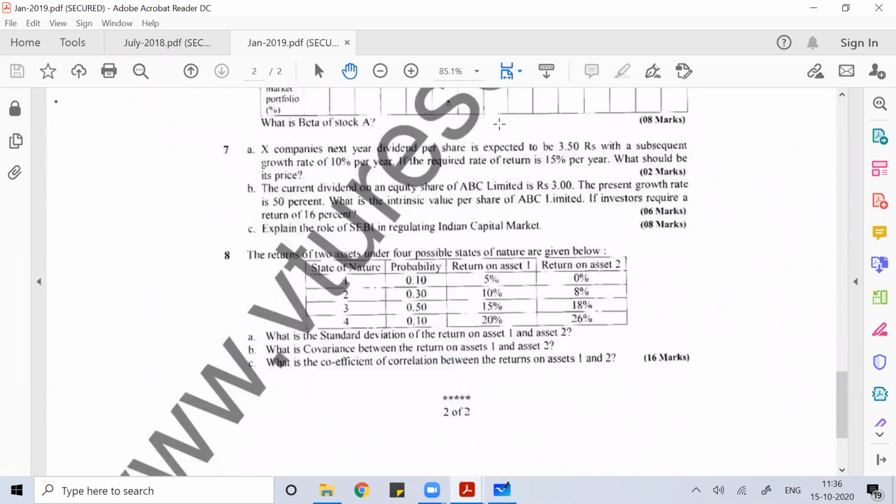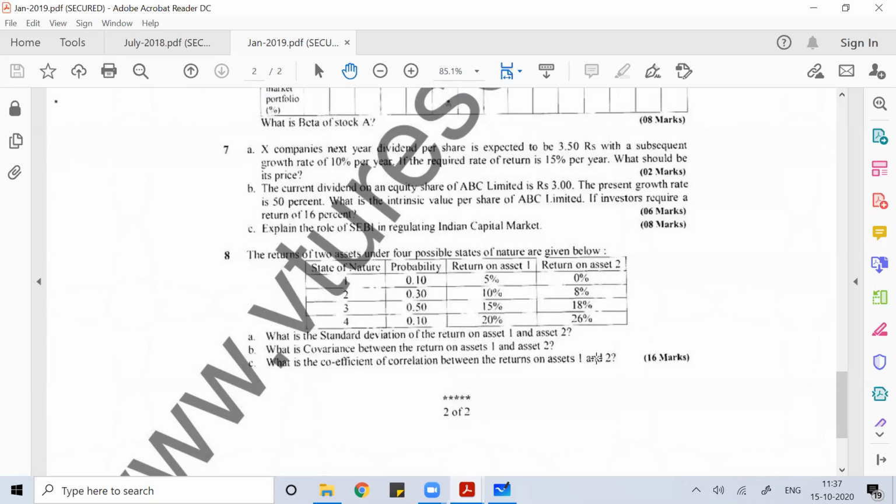If you see question number 8, we have already done questions like this in the past. Here they have given you the returns of two assets under four situations. They have given you the probability and the returns. So what is the standard deviation of the return of 1 and 2?